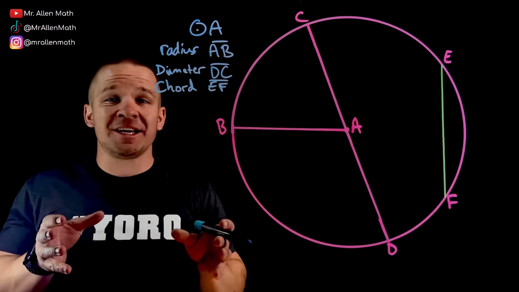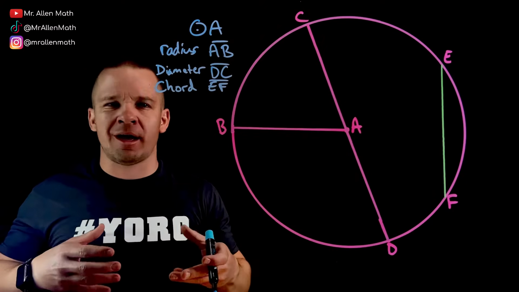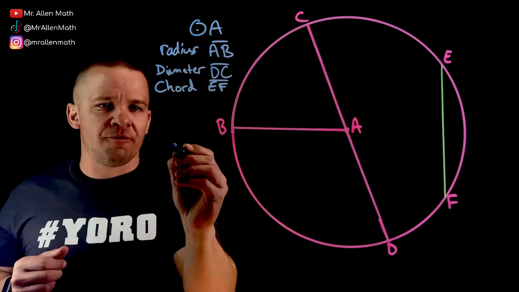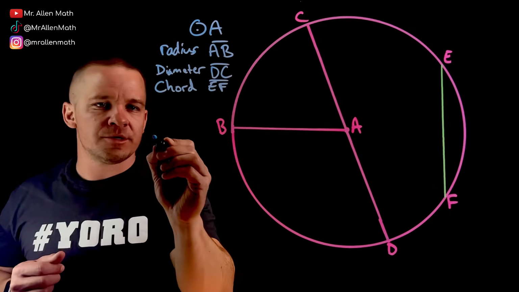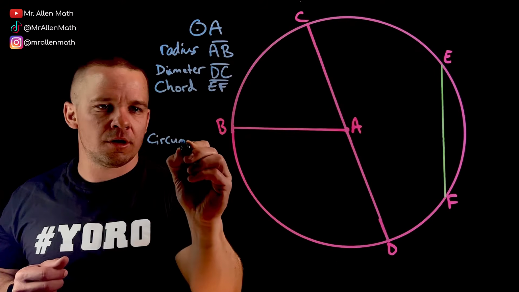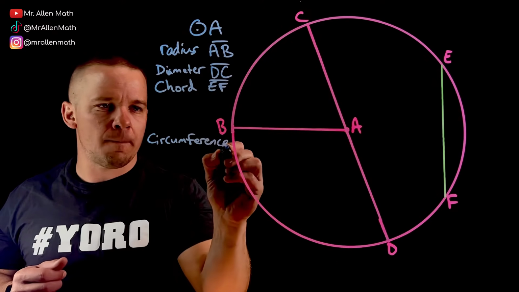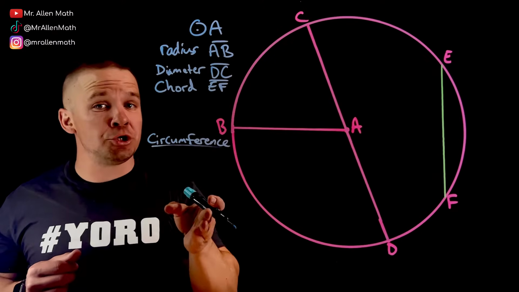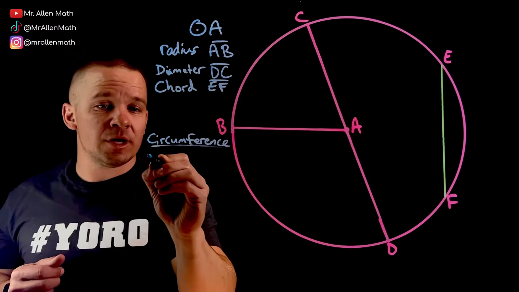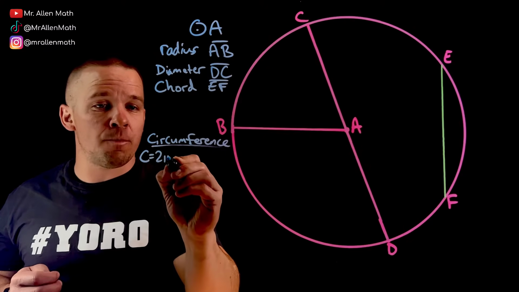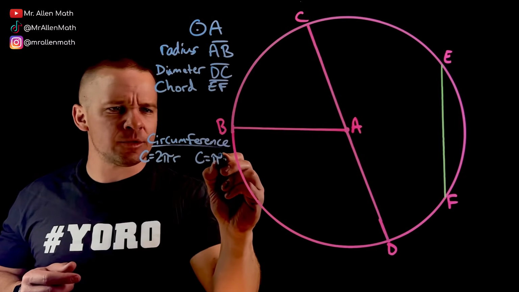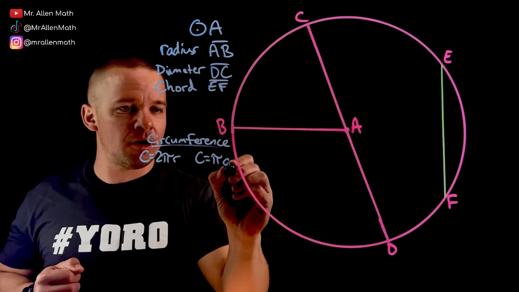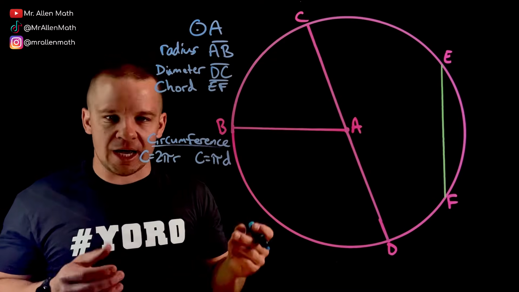Now let's get some of our basic formulas. We're talking area and circumference. Circumference has two formulas. We have circumference equaling 2 pi r, or you could have circumference equaling pi times, what's 2 times r? That's my diameter. Pi times diameter.